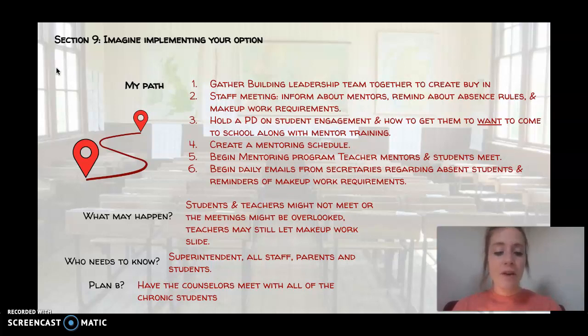So plan B, if all of this doesn't work, I'm hoping to then maybe have all my counselors meet with the chronic students and see what's going on at home, see if there's any way we can help, and maybe those counselors meeting one-on-one can also let them know the requirements and the consequences that come with the absences, and hopefully we can start to grow a more positive environment where students want to come to school.